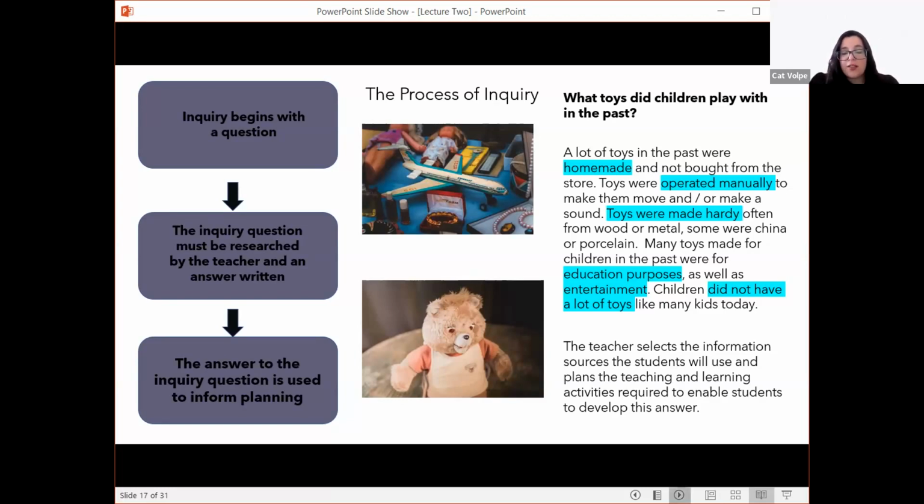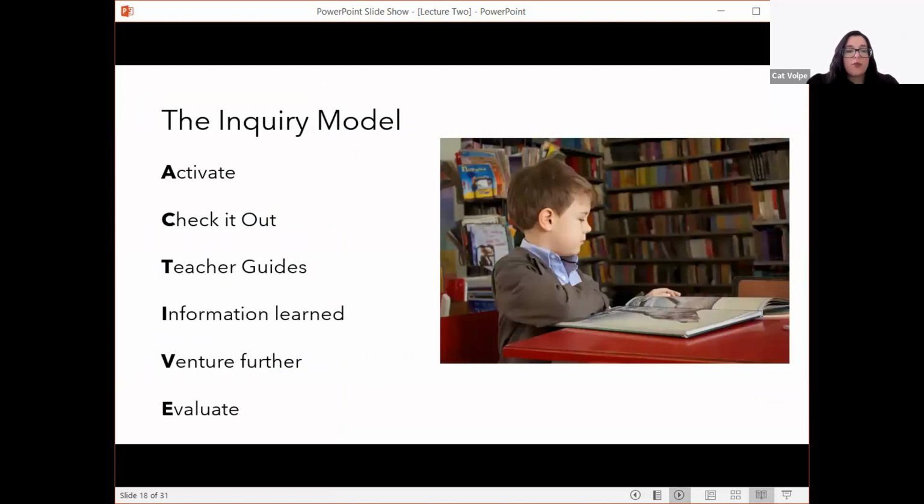So we'll go over that now. What is the inquiry model? It's the ACTIVE model. We have 6 different stages: the activate stage, check it out, teacher guides, information learned, venture further, and evaluate.